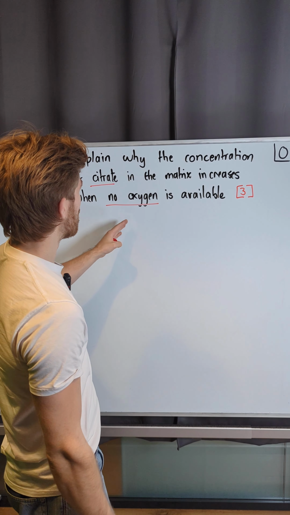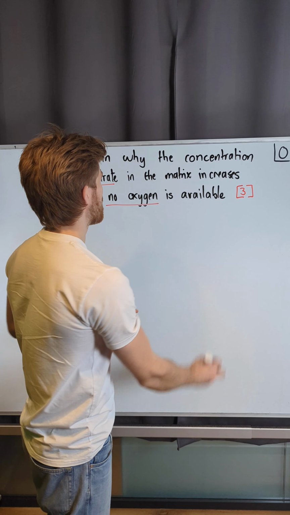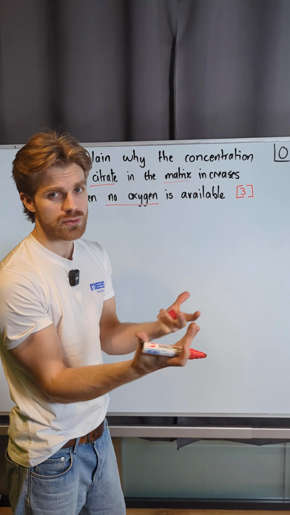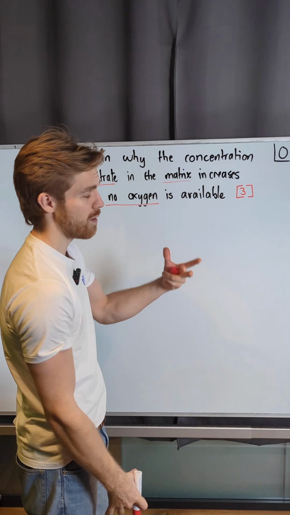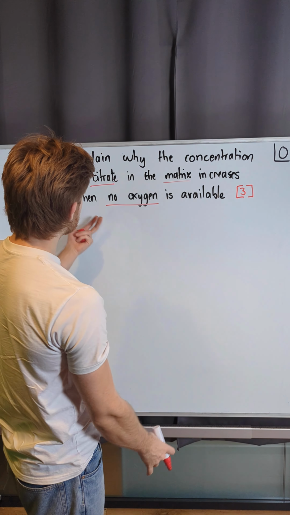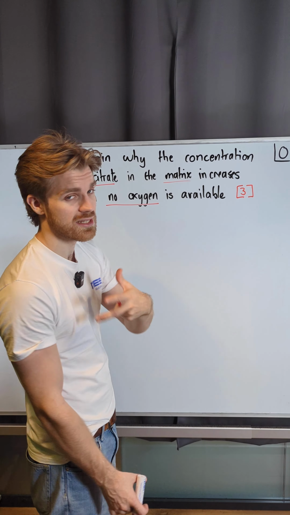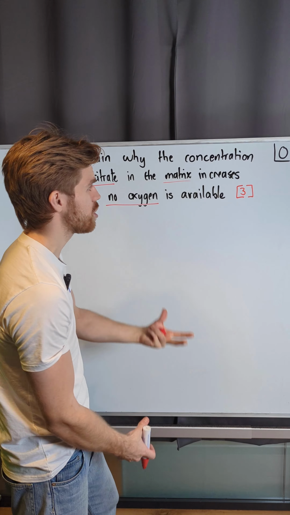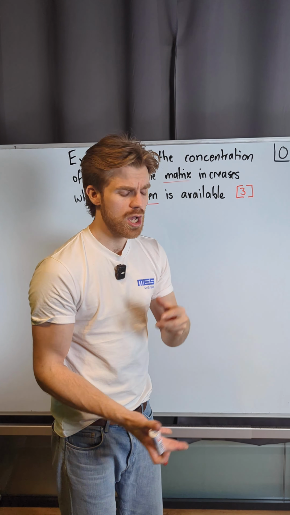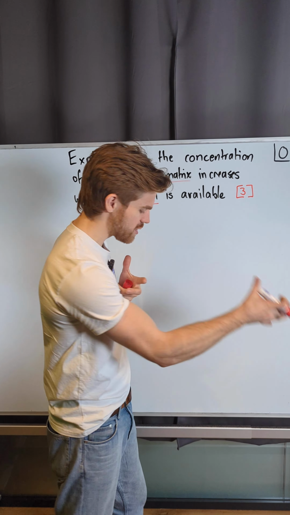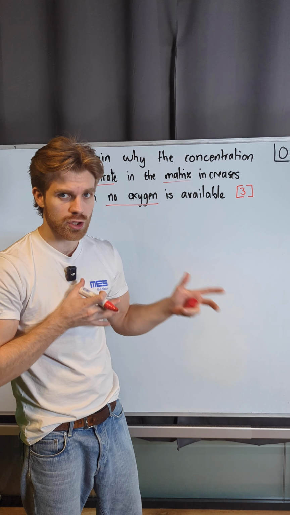So what's going on here? Well, there's a few clues in my question. Matrix, that's a bit of a clue to the mitochondria, so we know we're talking about respiration here. We also have no oxygen. That's a clue for aerobic respiration. That's a clue for oxidative phosphorylation. And citrate is a clue for the Krebs cycle. So this question is all about linking oxidative phosphorylation to the Krebs cycle.